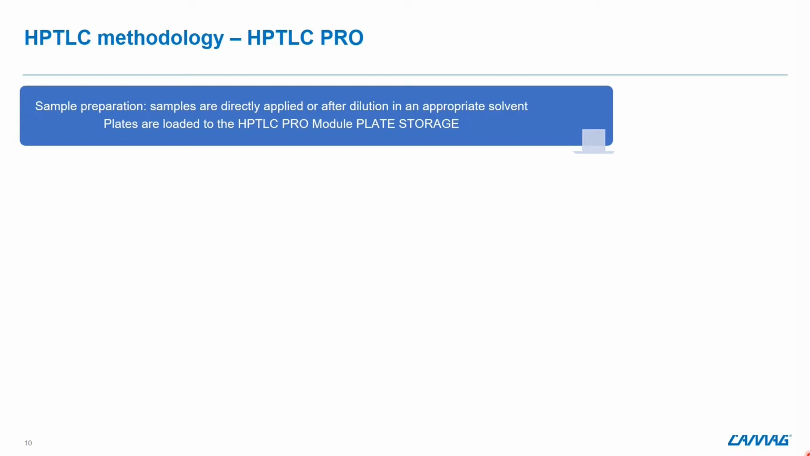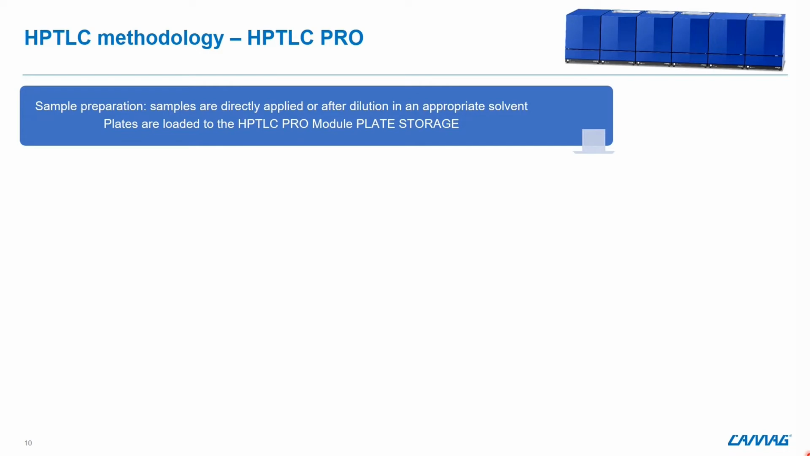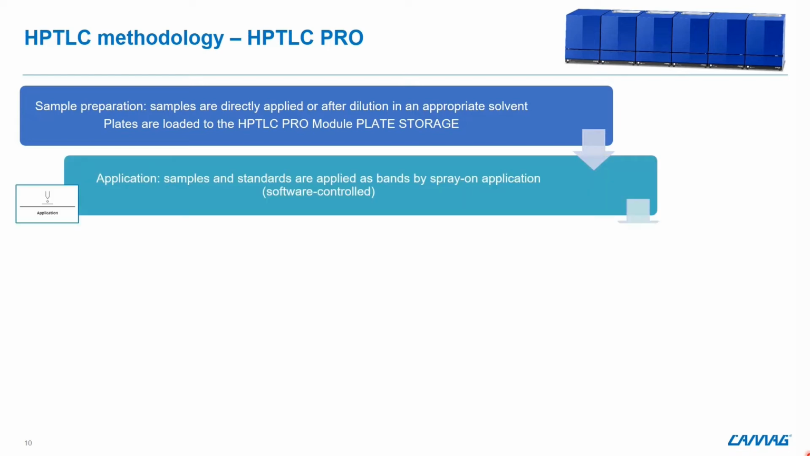The state-of-the-art instrumentation is the fully automated HPTLC PRO system. Here you can see the steps. The samples can directly be applied. All samples and standards are placed in the sample rack of the HPTLC PRO module application, which can hold up to 75 vials. The plates are loaded into the module plate storage. Up to 5 plates can autonomously be handled by the HPTLC PRO system without manual intervention.